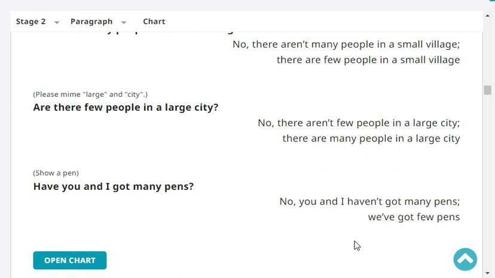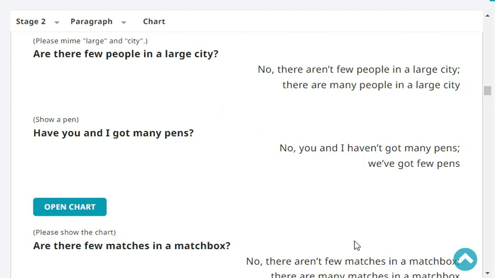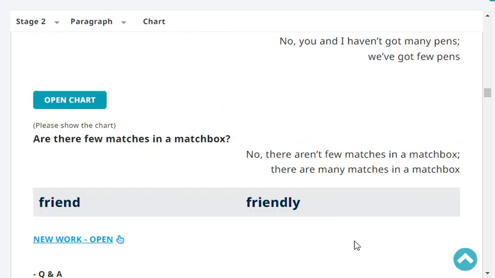Have you and I got many pens? No, you and I haven't got many pens. We've got few pens. Very good.